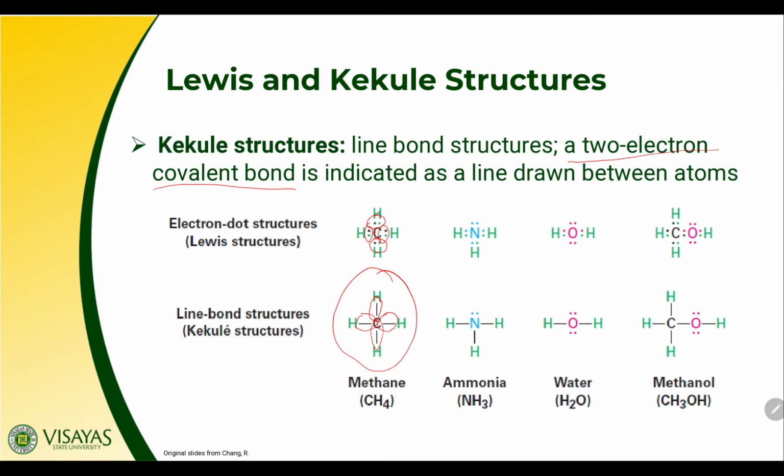For lone pairs, for electrons not involved or not shared between the atoms, like this one, they stay as is in the Kekulé structure. We have another pair of electrons here which are not involved in bonding, so they stay as is in the Kekulé structure.